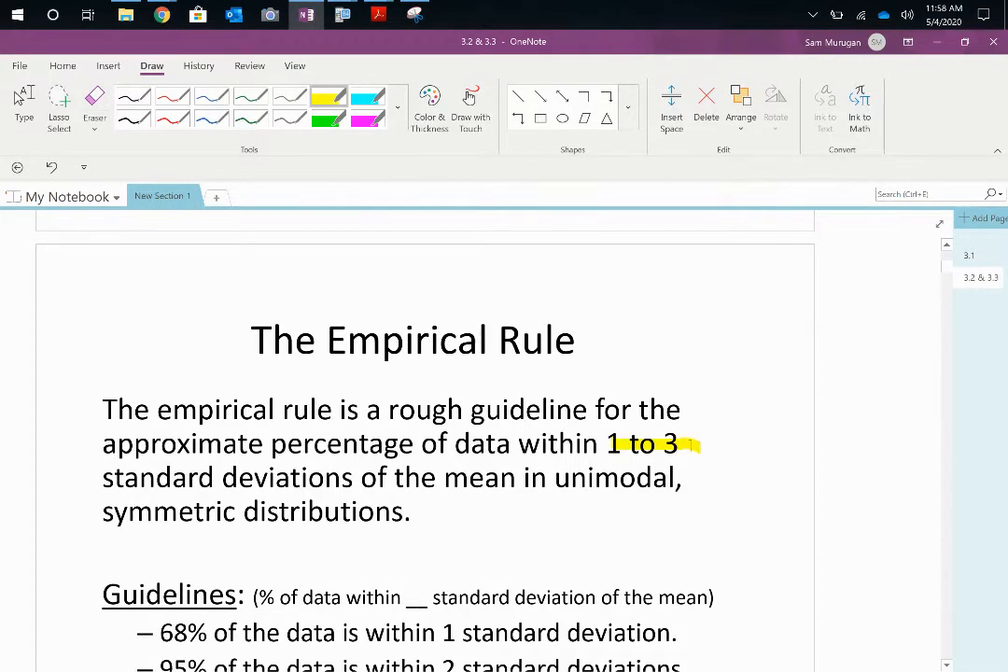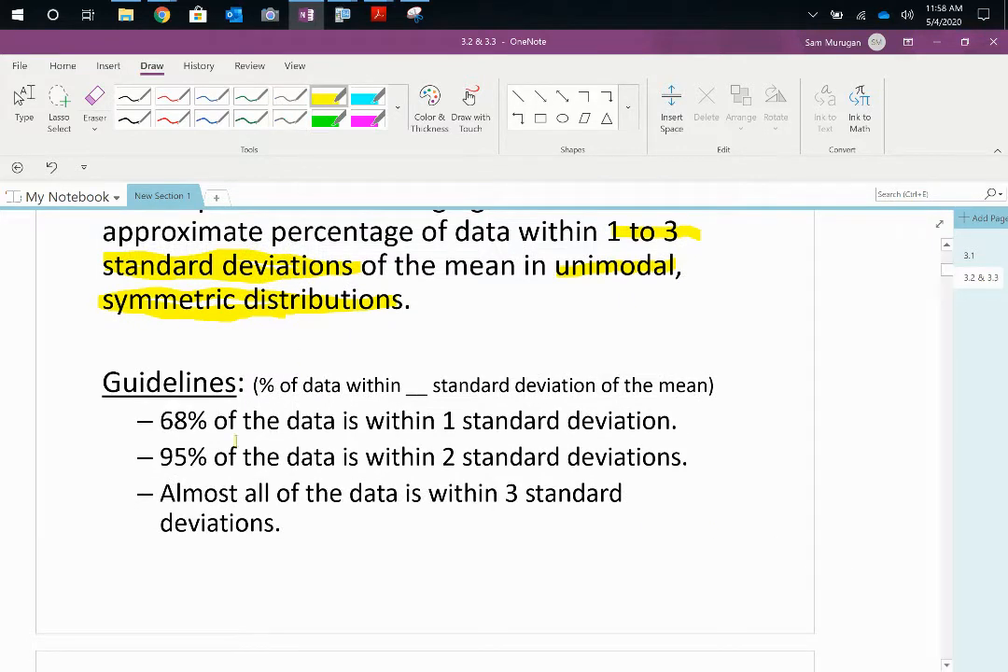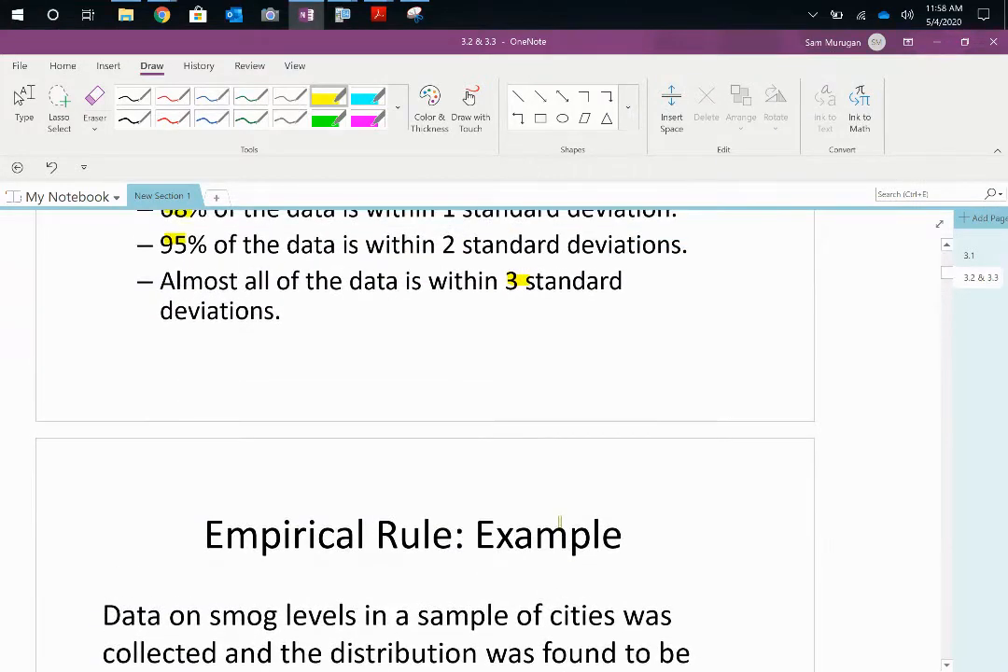standard deviations of the mean. And here's the key: unimodal and symmetric distributions only. It's important that the distribution be unimodal and symmetric. And this is the guideline: 68% of the data is within 1 standard deviation, 95% is within 2 standard deviations, and almost all of the data is within 3 standard deviations.